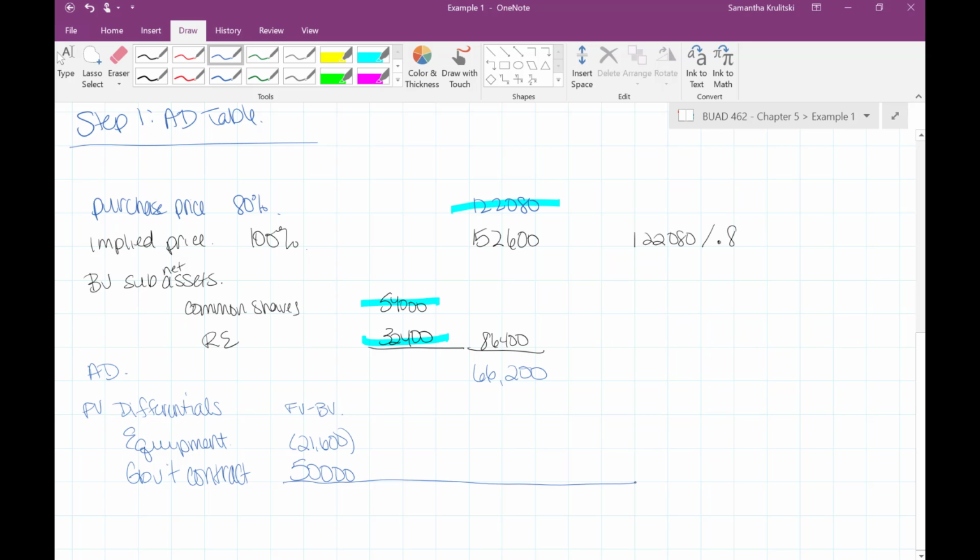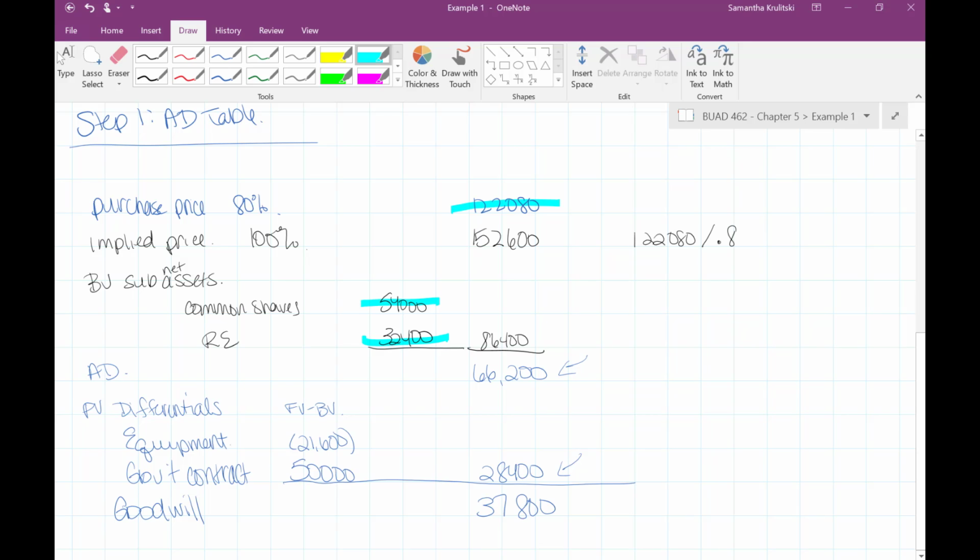So if we come over here and take that $50,000 less the $21,600, we have $28,400. So we can calculate our goodwill as being that $66,200 less this $28,400. So $37,800 is our goodwill.